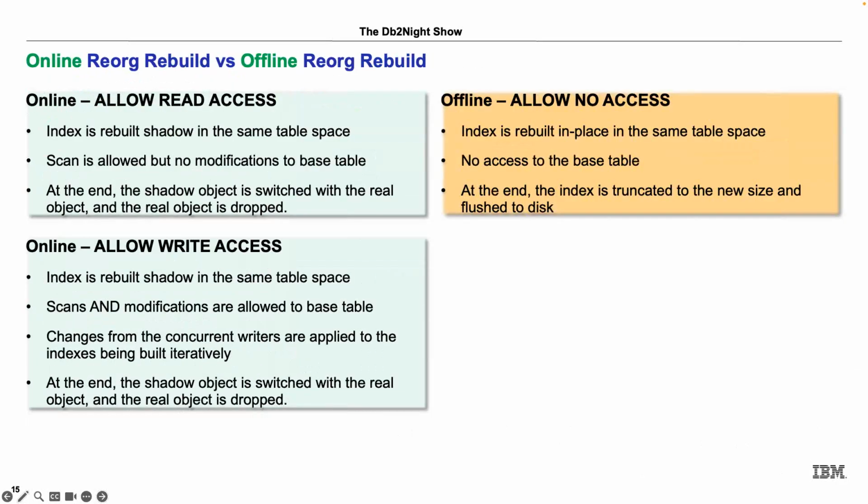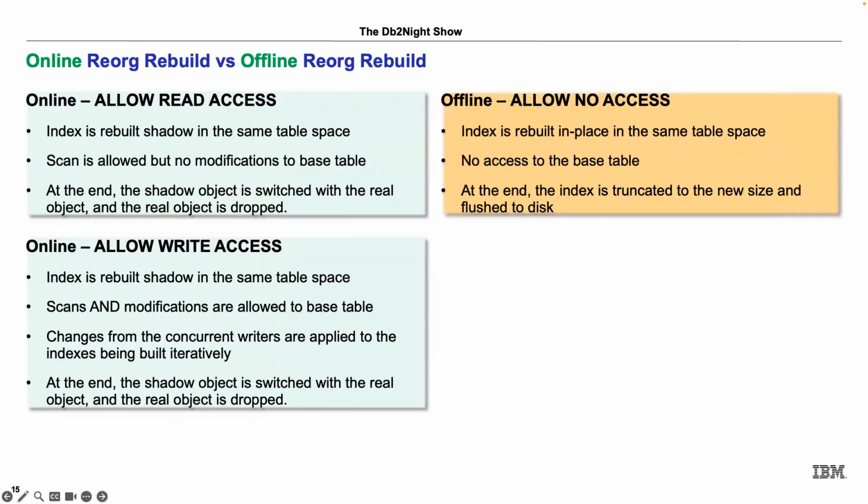All right, so next is a comparison between the offline and online reorg rebuild. Online rebuild creates a shadow index in the same table space. With read access, queries can still run, but no updates. And with write access, both reads and writes continue, and the changes are replayed to the shadow, as mentioned before. At the end, the shadow swaps in and the original one is dropped. So it gives a minimum downtime.